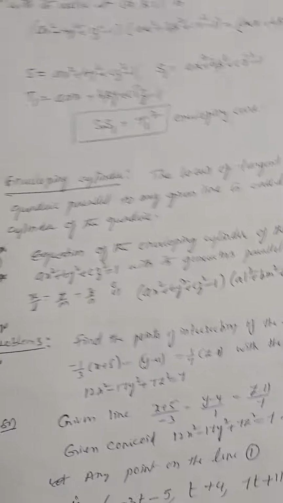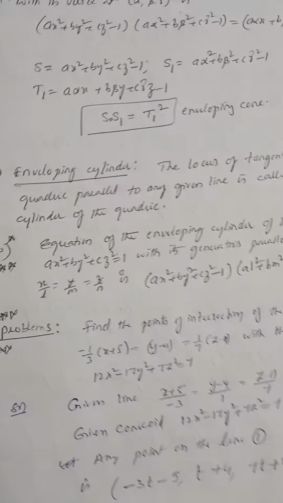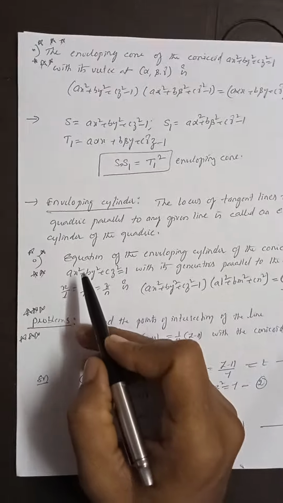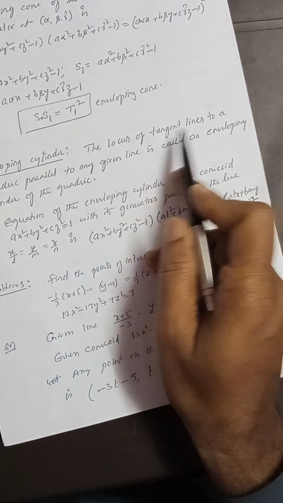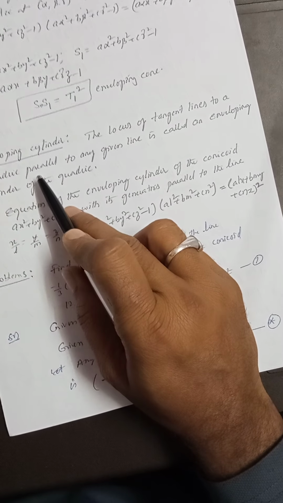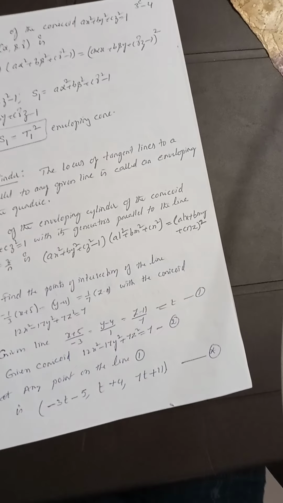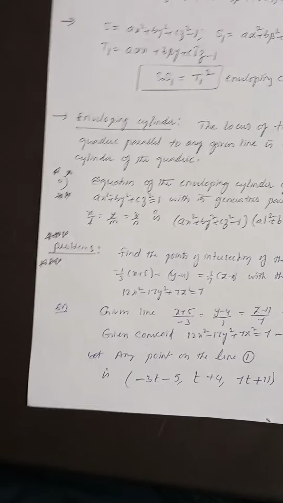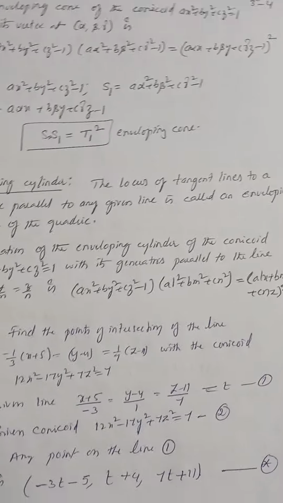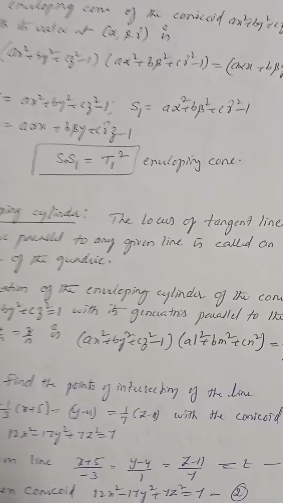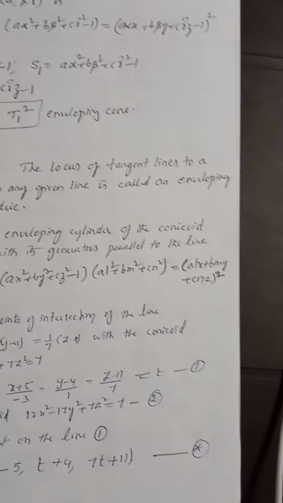Enveloping cylinder, right? There are two important topics in this unit. The first one is enveloping cone and this one is enveloping cylinder. The locus of the tangent lines to a quadratic parallel to any given line is called an enveloping cylinder of the quadratic, right? The locus of tangent lines to a quadratic, that means quadratic cone, parallel to any given line is called an enveloping cylinder of the quadratic, right?